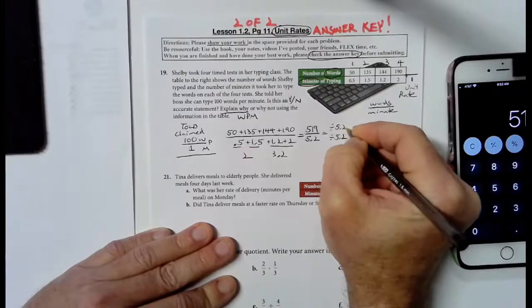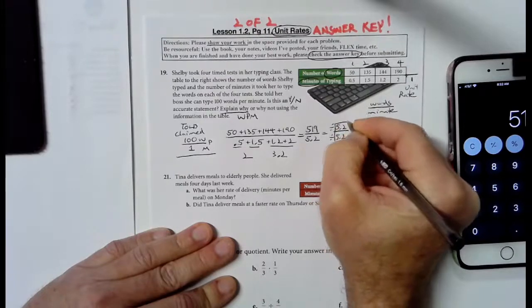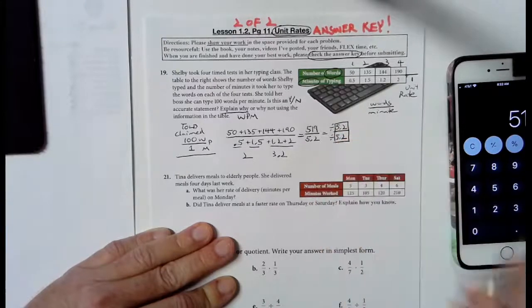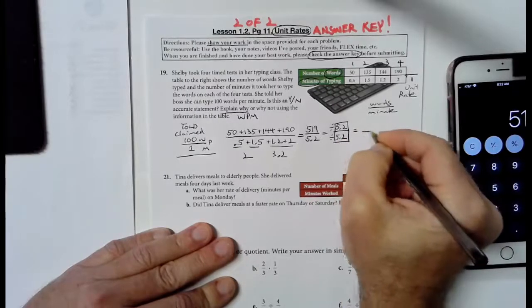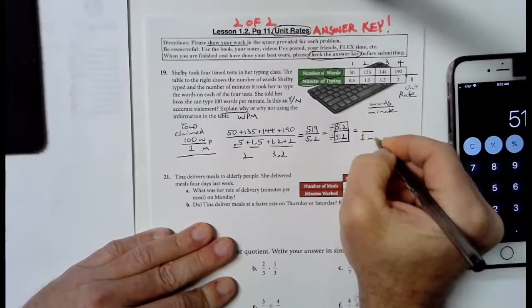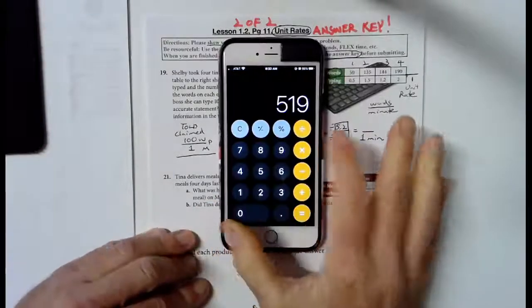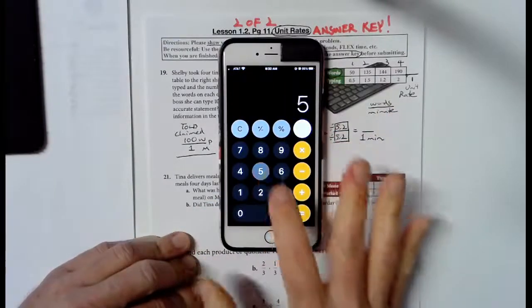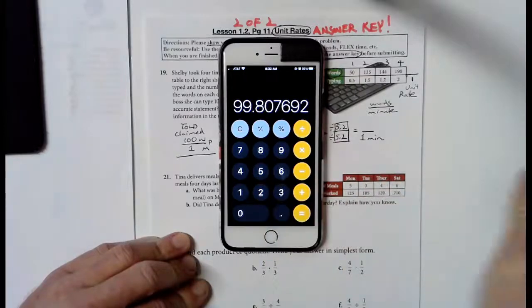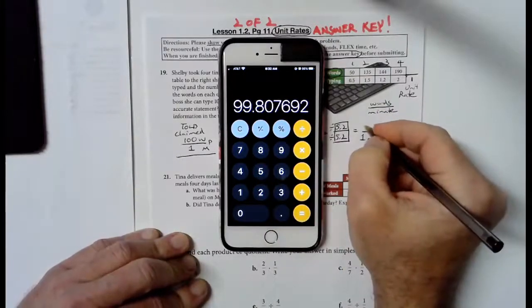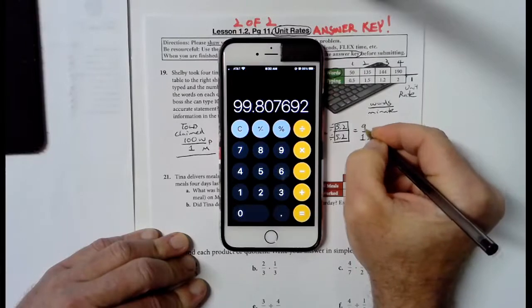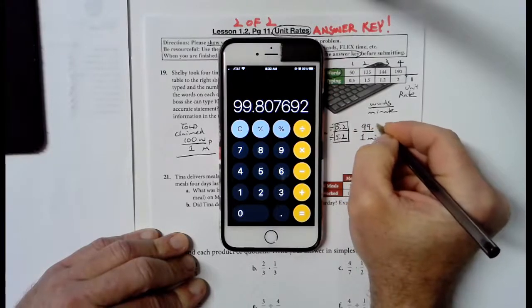So let's divide top and bottom using the denominator. We will come up with a unit rate, which is an average of all of her tests. So we're going to take that 519, divide by 5 2/10, and we get, seriously, 99 8/10.